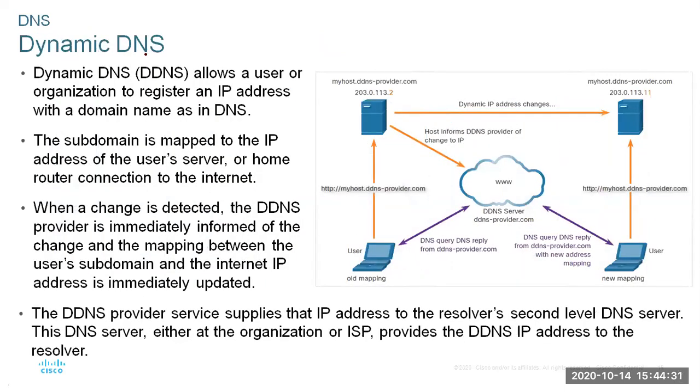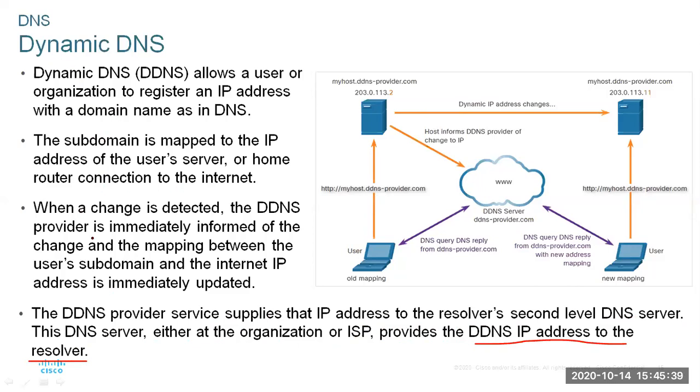Now, dynamic DNS allows a user or organization to register an IP address with a domain name in its DNS. Okay, so the subdomain is mapped to the IP address of the user server or home router connection to the internet. When a change is detected, the DDNS provider is immediately informed of the change, and the mappings between the user's subdomain and the internet IP address are immediately updated. And it's updated so that other clients will not be misguided. Okay, so the DDNS provider service supplies the IP address to the resolver's second level DNS server. All right, this DNS server, either at the organization or ISP, provides the dynamic DNS IP address to the resolver.